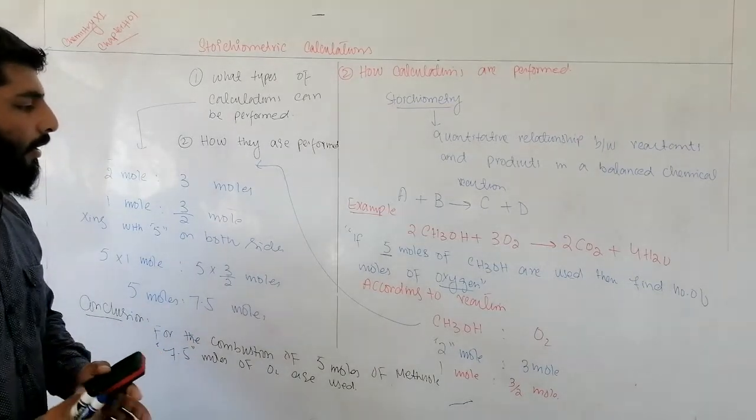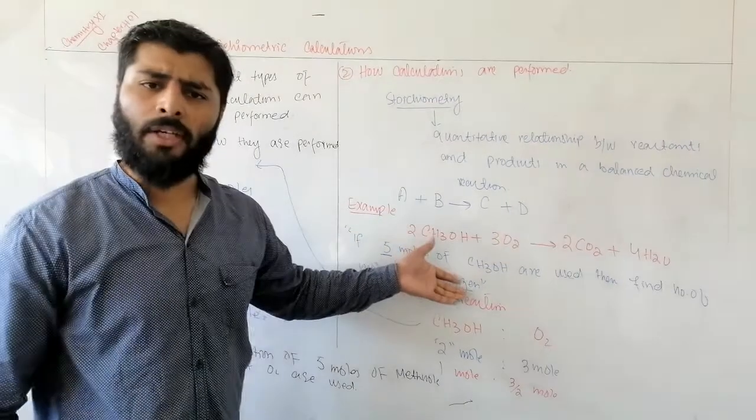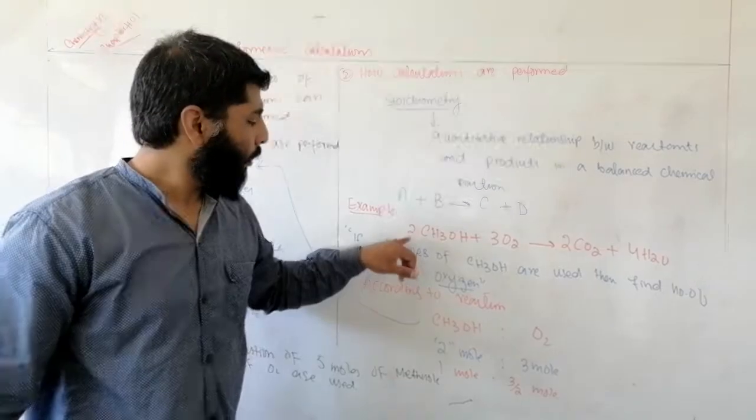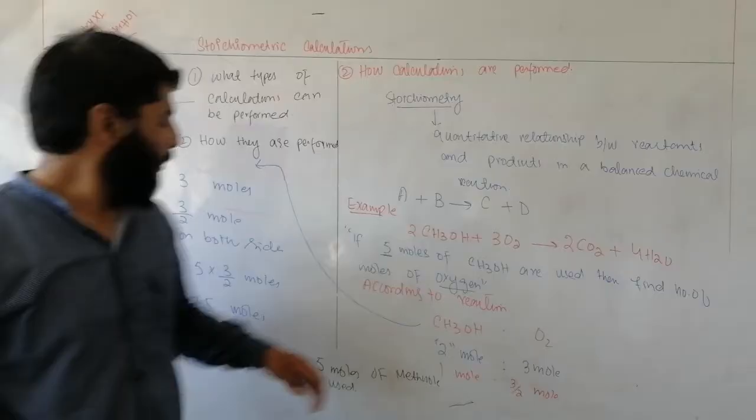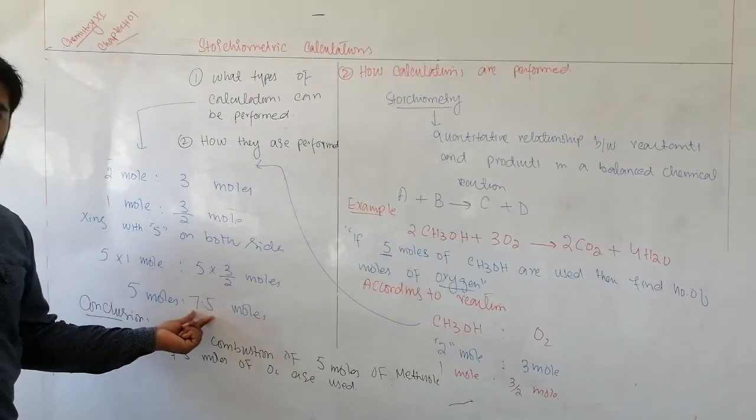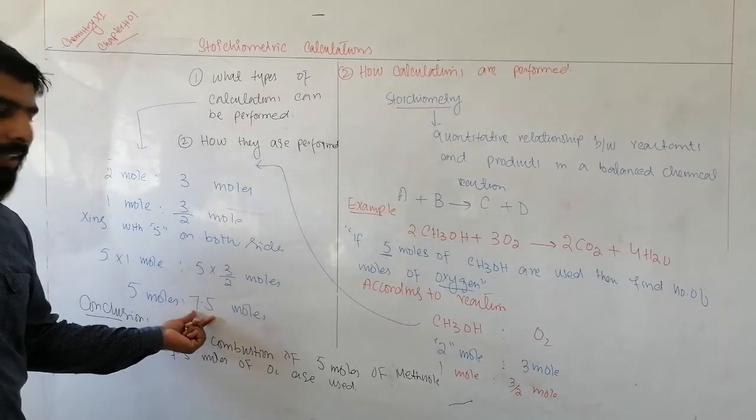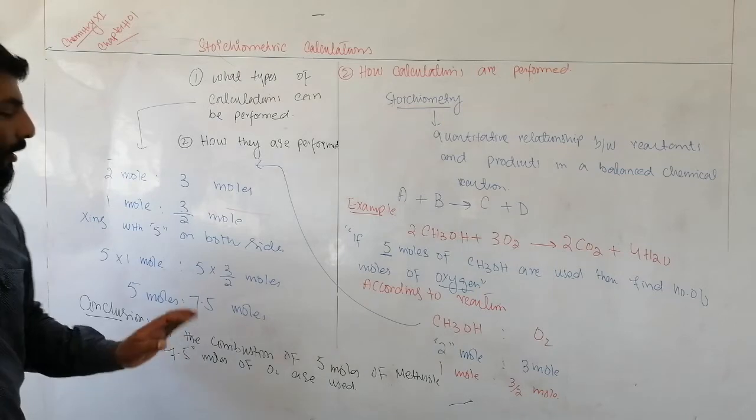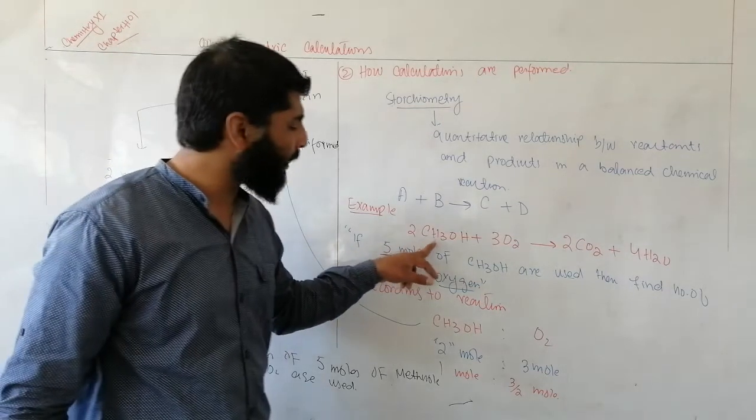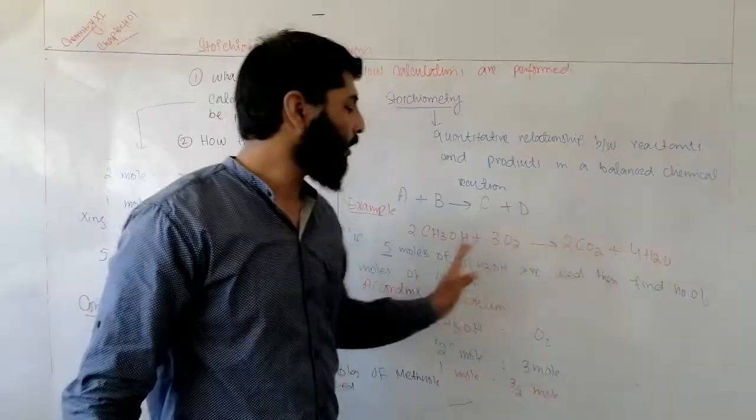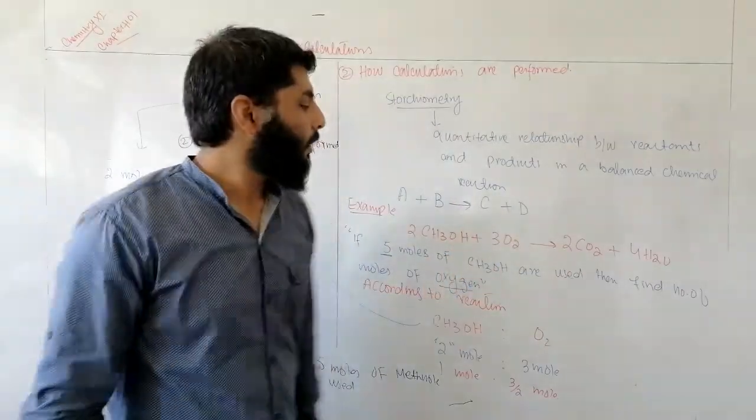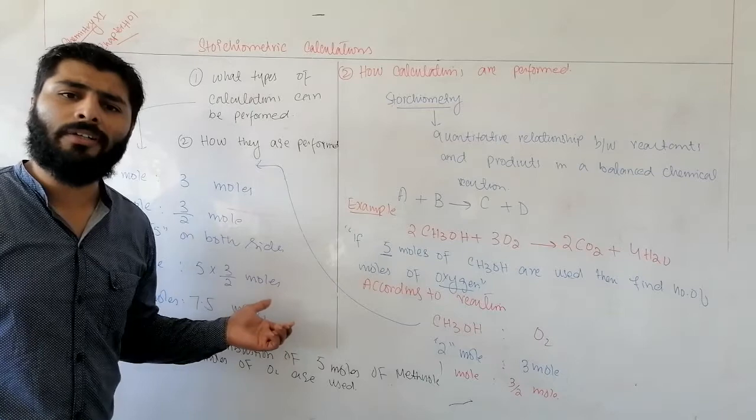So students, this is how you can perform the stoichiometric calculation. You were given the moles of reactant and you have calculated the moles of the other reactant. You can also make the comparison of this reactant with this product, this reactant with these products, and so on. Hopefully you have got the concept.